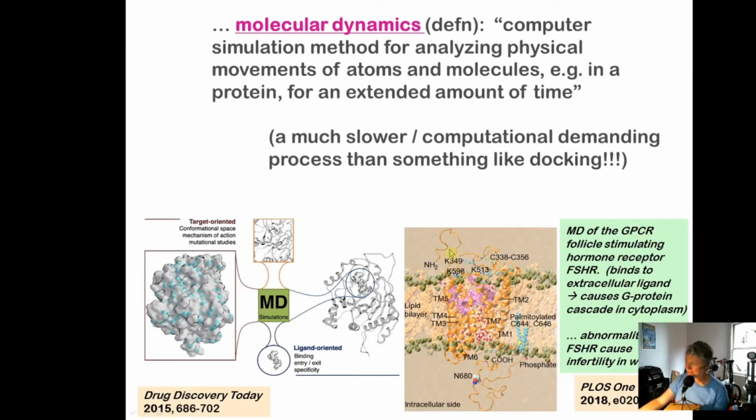So what happens is a ligand binds on the outside, the extracellular domain, and that causes all sorts of changes in the structure of the transmembrane region, and then there's a G protein cascade in the cytoplasm, which is down here, which causes all sorts of effects inside the cell. So something happens on the outside of the cell, and that causes a propagation through the cell to the inside, and then that causes these G protein cascades.